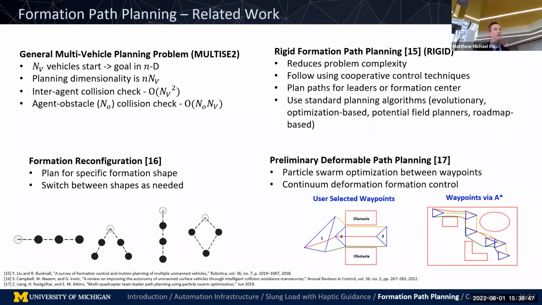Lastly, there's what I'm calling preliminary deformable path planning in 17, where at first we have waypoints that are selected by a user or via A-star. So you can see here the two options. And once you have those waypoints, this method uses particle swarm optimization to plan paths between the waypoints such that they minimize some cost function as well as satisfy constraints. And this is assuming continuum deformation as the formation control method. This shows some value, but it's not necessarily a general formation control. We want to have this more global, general method that can actually address that.